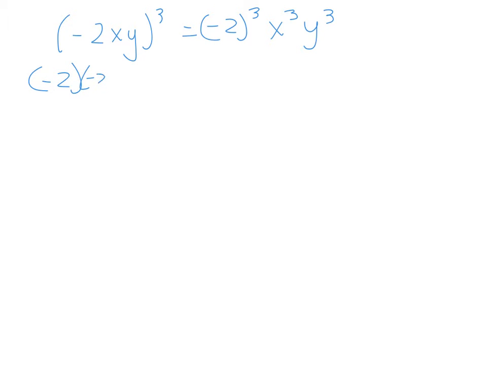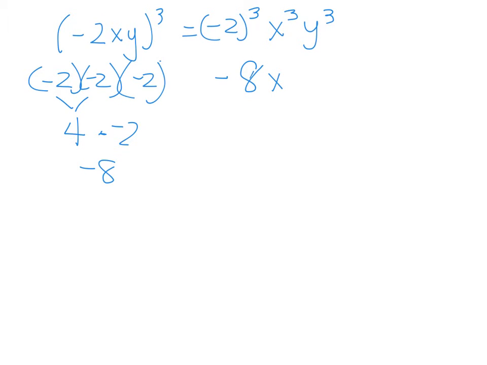Let's try negative 2xy to the 3rd. Now I'm going negative 2 to the 3rd power times x to the 3rd times y to the 3rd. Negative 2 to the 3rd means negative 2 times negative 2 times negative 2. This would be negative 8, x to the 3rd, y to the 3rd.